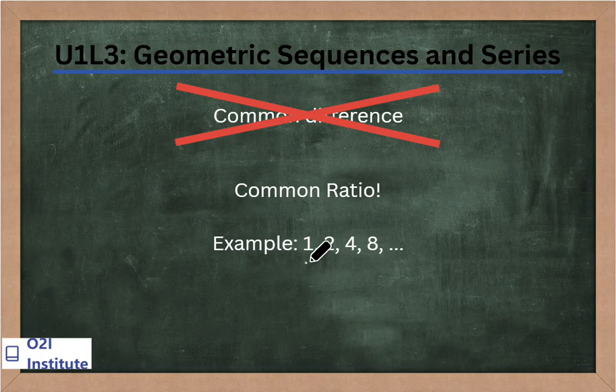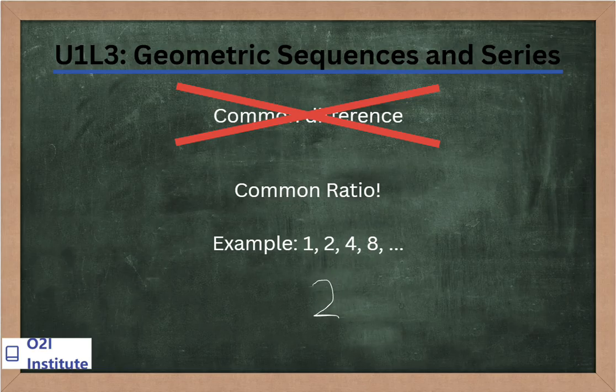So this would be an example. And we can see that there's clearly no common difference. The difference between 2 and 1 is 1. The difference between 4 and 2 is 2. They're not the same. But if we divide 2 by 1, that's 2. If we divide 4 by 2, that's also 2. So there is a common ratio of 2.